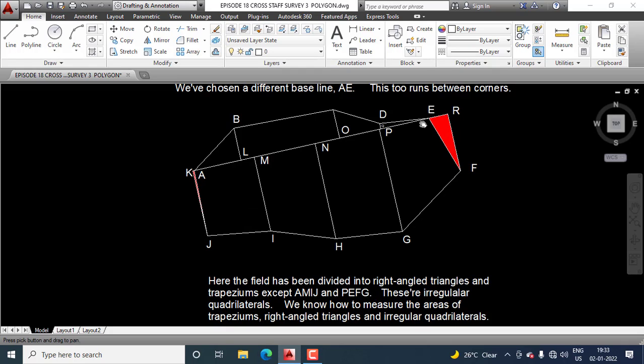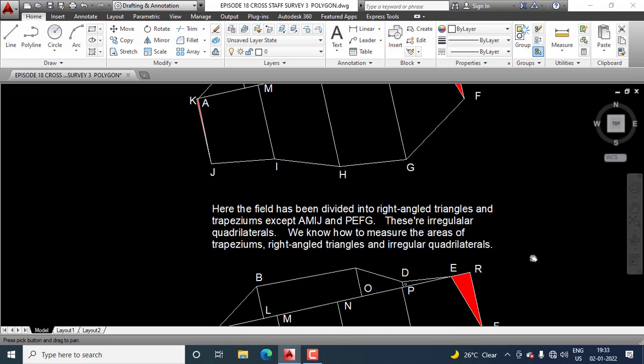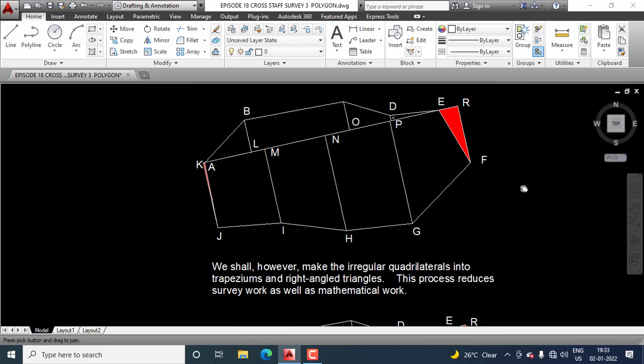And PEFG, this is also not a trapezium because EF and PG are not parallel, or PE and GF are not parallel. Therefore, these two are irregular quadrilaterals. We shall, however, make the irregular quadrilaterals into trapeziums and right angle triangles. This process reduces survey work as well as mathematical work.